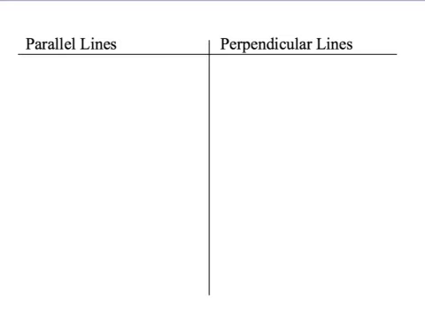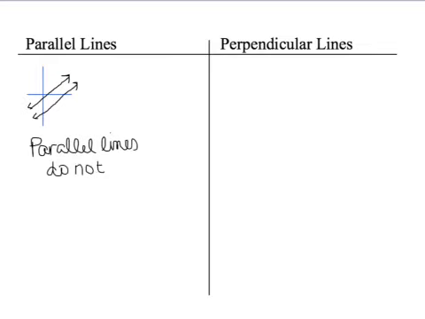Okay, we're going to start by comparing parallel lines to perpendicular lines. Now if you think about a graph, parallel lines might look something like this. Here's one line, and then I have another line. When you see two lines that are parallel on the graph, you will notice that those lines do not intersect. And the reason they do not intersect is because lines that are parallel have the same slope.